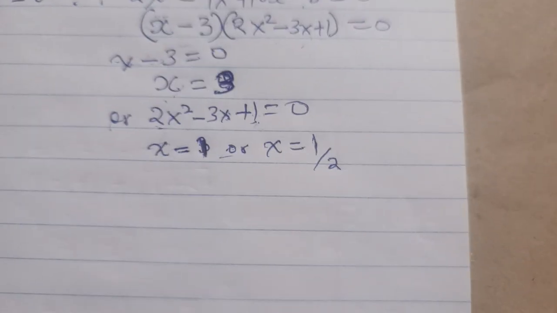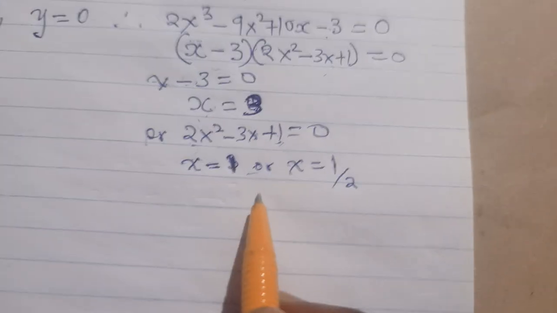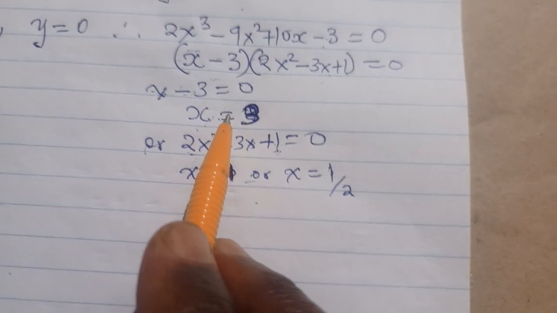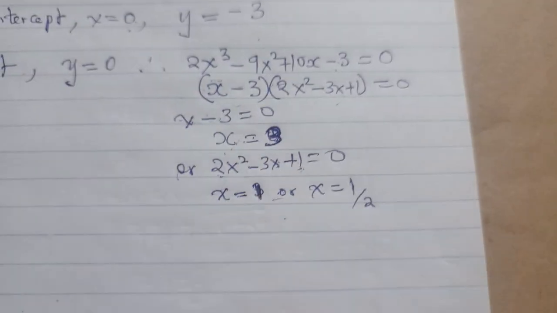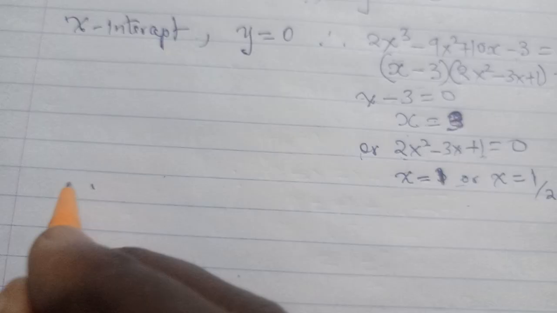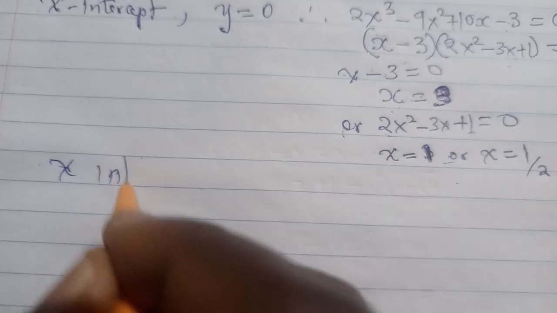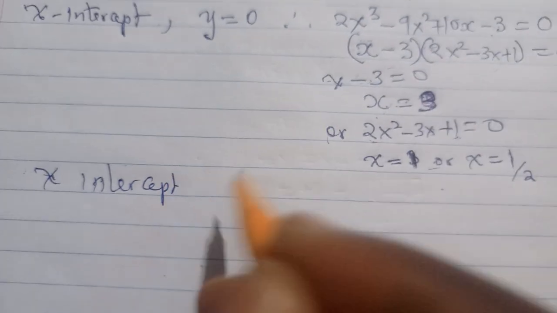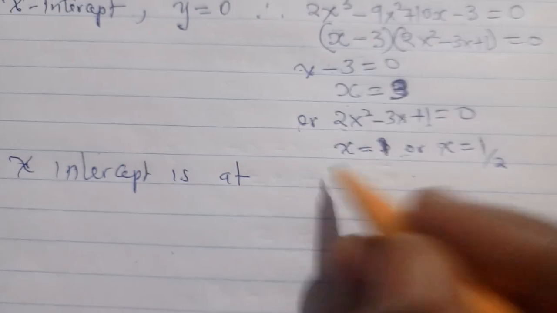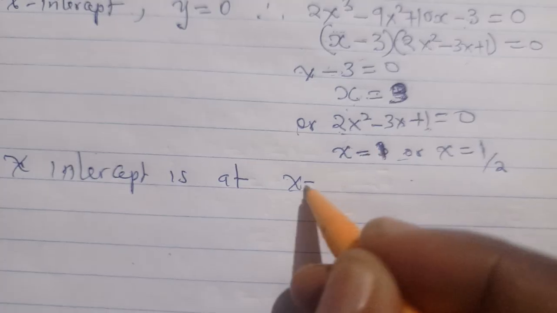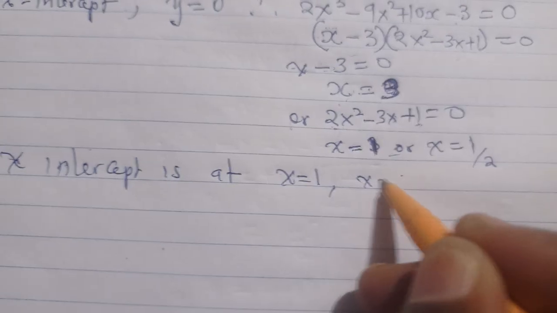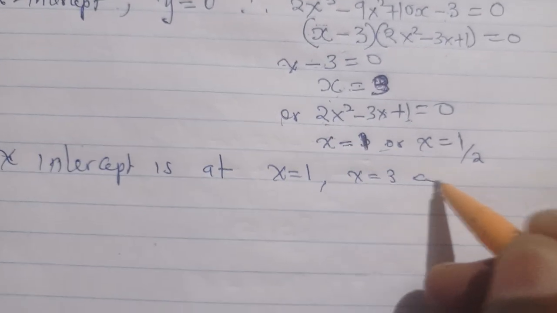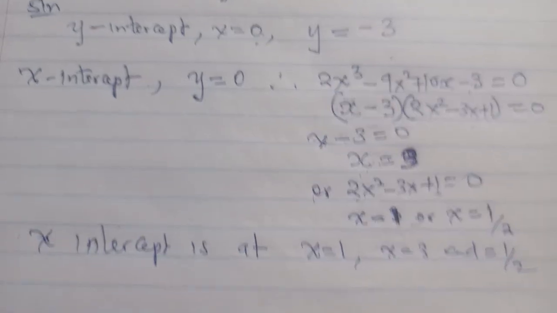Now here we have 3 x-intercepts. So what we are saying from our calculation is that the x-intercepts are at x is equal to 1, x is equal to 3, and x is equal to a half. So we have the y-intercept and the x-intercepts.